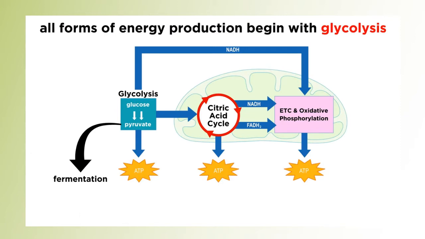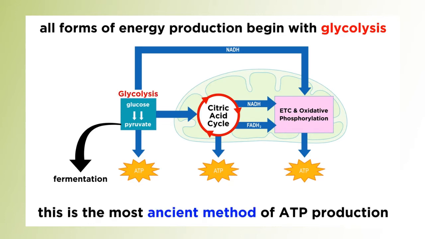So to summarize, all of the forms of energy production that we have learned, whether aerobic or anaerobic, begin with glycolysis. This is therefore the most evolutionarily ancient method of ATP production and must have evolved in very early forms of prokaryotic life, given that it occurs in the cytosol and not in any membrane-bound organelle, such as mitochondria, which did not exist until eukaryotes came about.